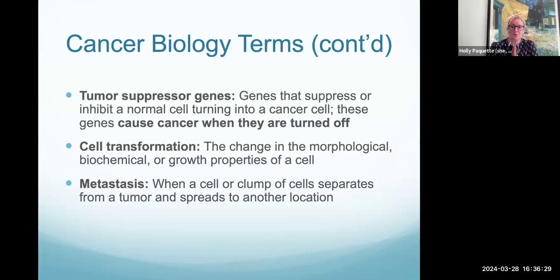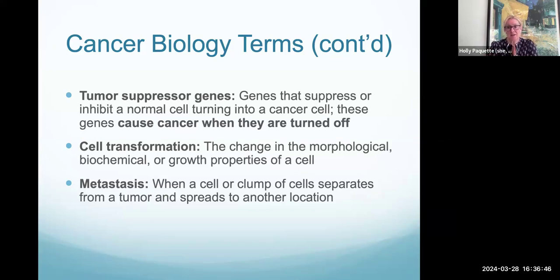What we see, though, with some of these oncoviruses is that those genes can be turned off or mutated to where they no longer work. And when these genes are turned off, they will cause cancer. So that safety net basically is removed.